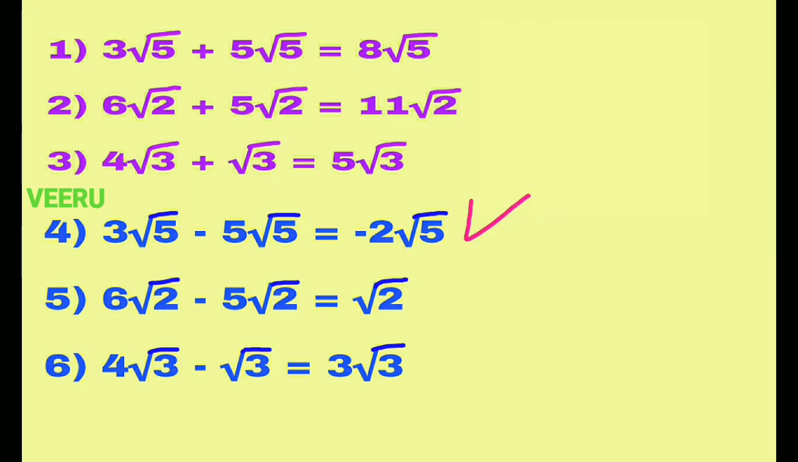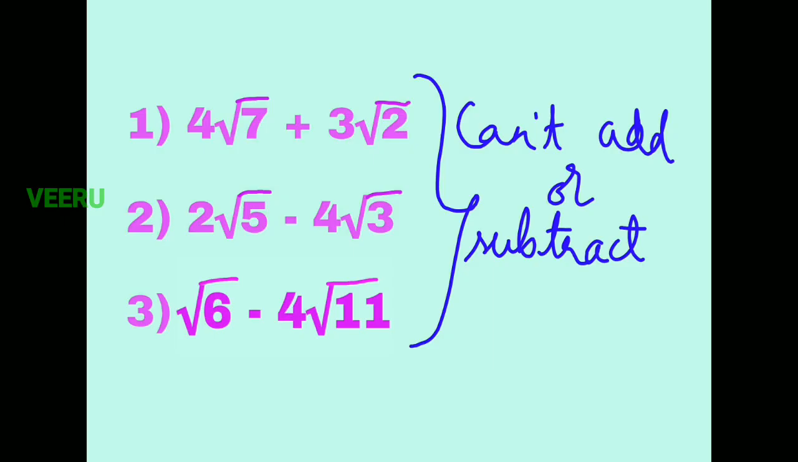See fourth one, 3 root 5 minus 5 root 5 is equal to minus 2 root 5. The negative sign is because the greater number is having the negative sign. In fifth one, 6 root 2 minus 5 root 2 is equal to root 2 because 6 minus 5 means 1, root 2 is as it is. 1 root 2 is nothing but root 2. In sixth one, 4 root 3 minus root 3, we get 3 root 3 because root 3 is nothing but 1 root 3. 4 minus 1 is equal to 3 and root 3 is as it is. See these are unlike terms, so we cannot add or subtract. So we are putting as it is.